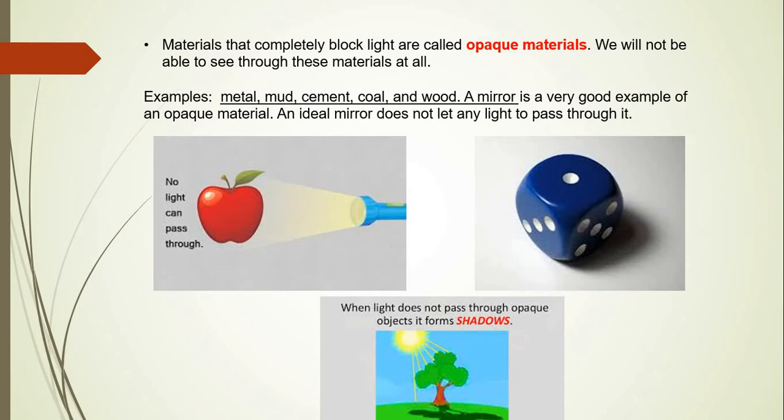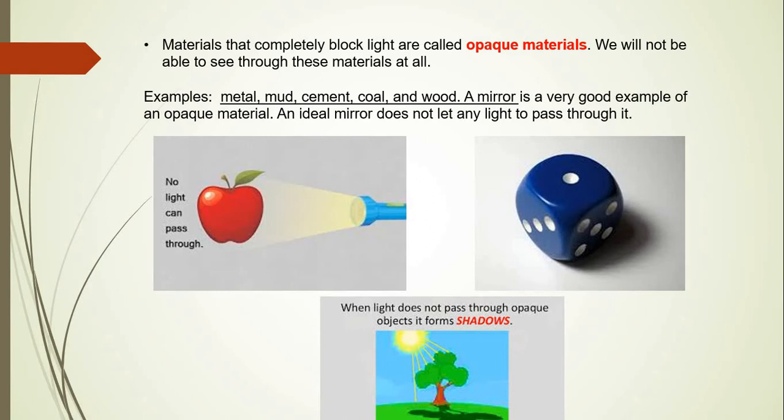Through these types of materials, light is not able to pass through. Okay, so like metal, mud, cement, coal, wood. A mirror is a very good example of an opaque material. An ideal mirror does not let any light pass through it. So a mirror is also an opaque material. That's why we are able to see an image there. When light falls on the mirror, it reflects all the light in a certain direction. That's why we are able to see our image in the mirror.